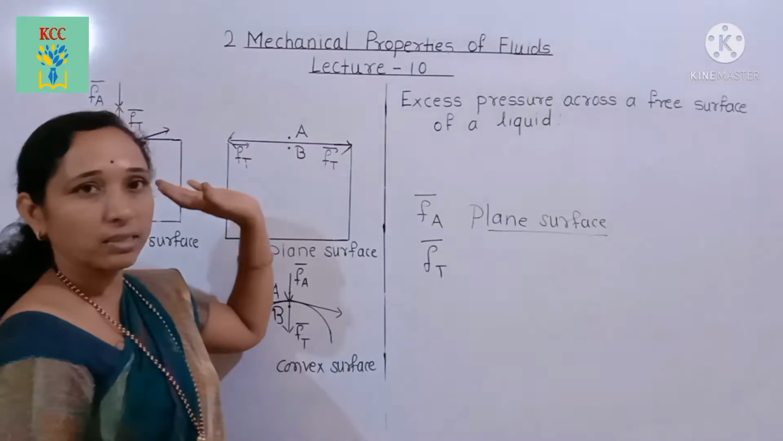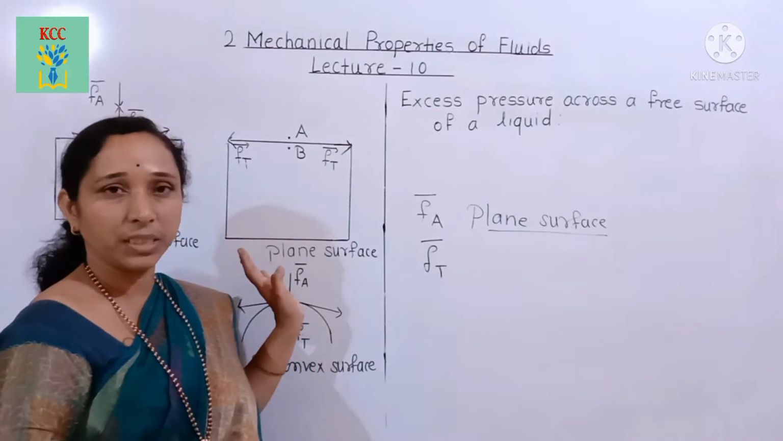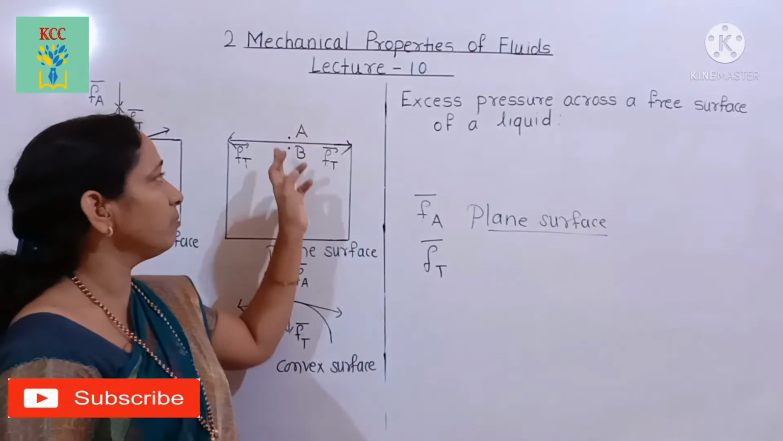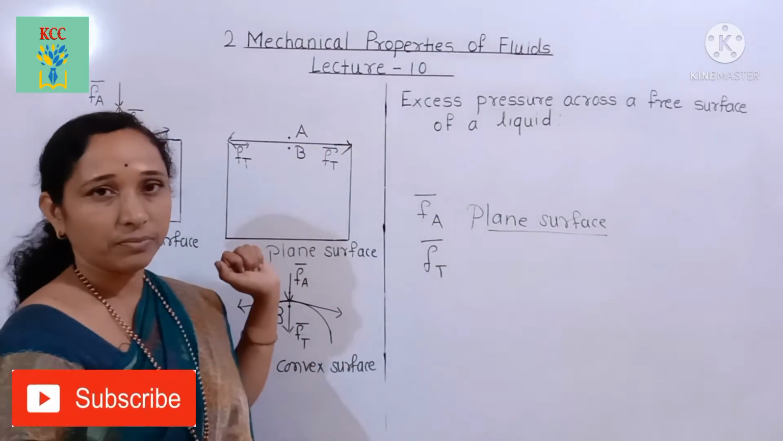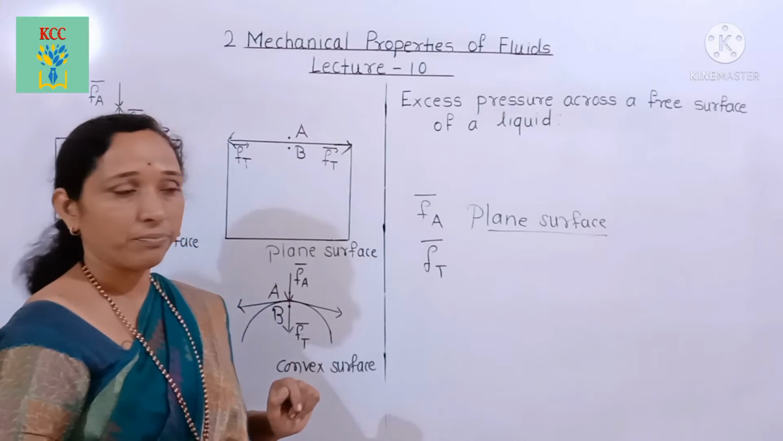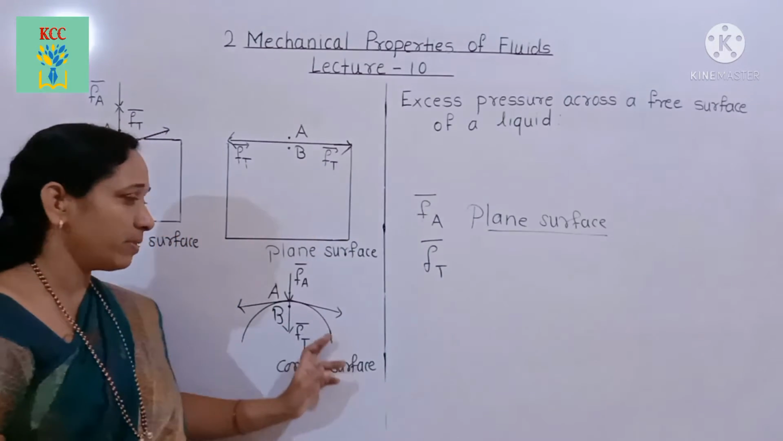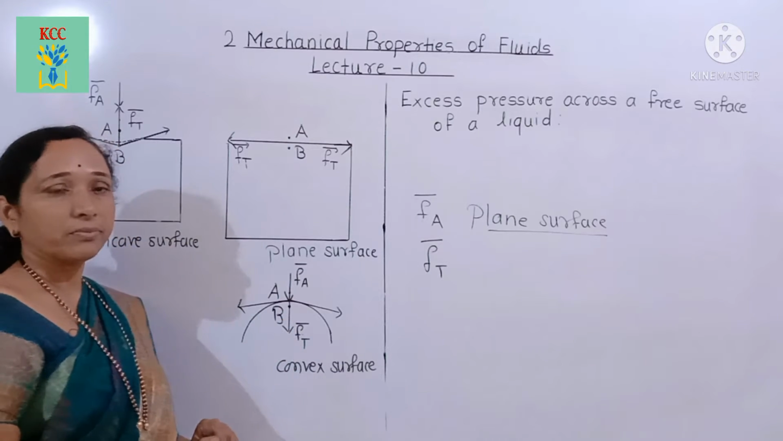Here the force Fa bar at A decides the pressure at point B. So at A and B on a plane surface, the pressure is the same. Now we consider the convex surface. This is the convex surface. This is the point A and this is the point B.